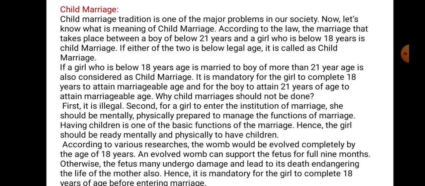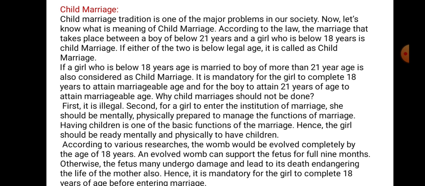Secondly, for a girl to enter the institution of marriage, she should be mentally and physically prepared to manage the functions of a marriage. Having children is one of the basic functions of marriage. Hence, the girl should be ready mentally and physically to have children. Various researches have been undertaken. As per this research, the womb would be evolved completely by the age of 18 years, and an evolved womb can support the fetus for the full 9 months.